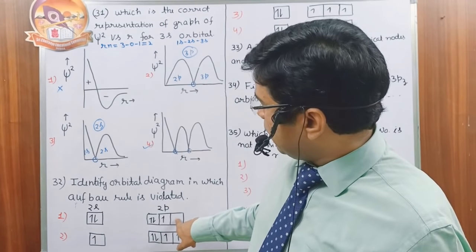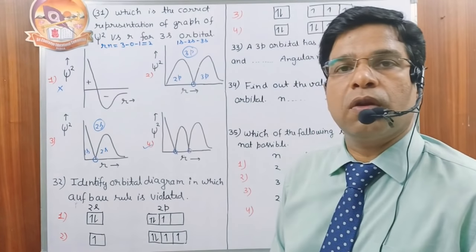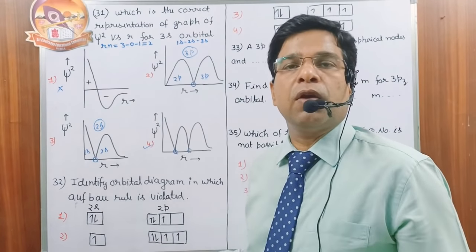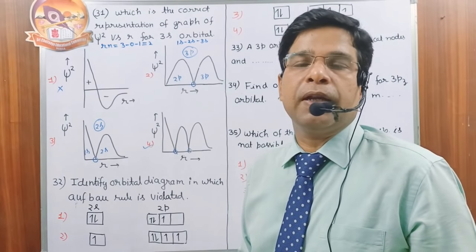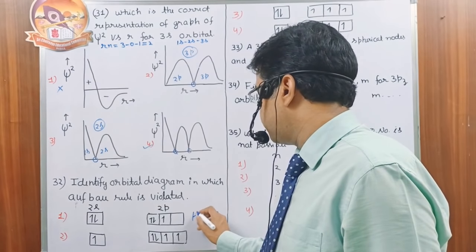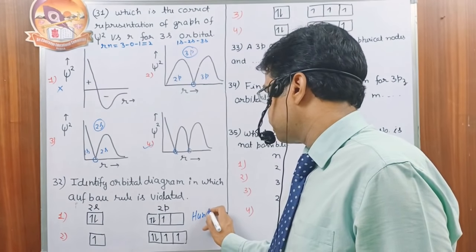But here we have the violation of Hund's rule of maximum multiplicity, because they started the pairing of the electron without having a singly occupied electron with the same spin in all the orbitals. So in the first option we have the violation of Hund's rule.